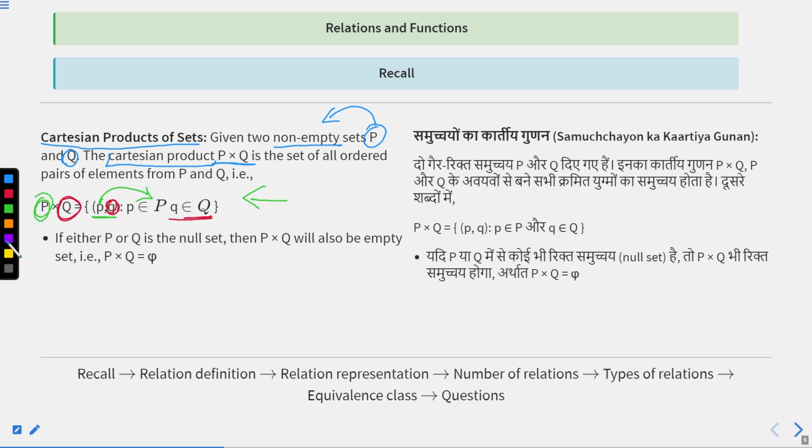And what if either P or Q is the null set, meaning the empty set? Then your P cross Q, the Cartesian product, will also be empty.